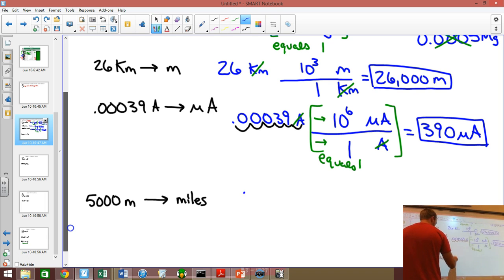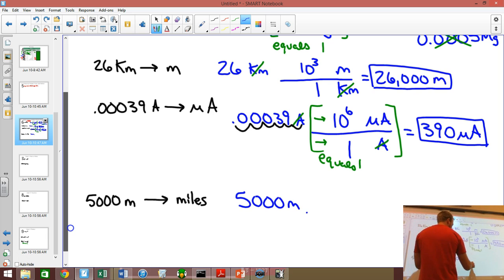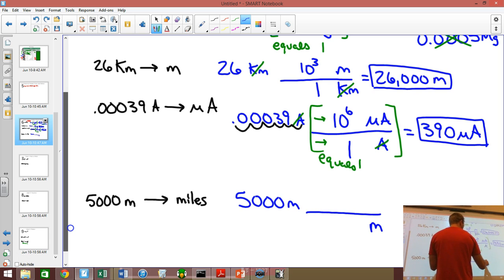My last one. Sometimes you're going between two different units, like the metric system and the English system. So we'll start out with 5,000 meters. This is a cross-country race. And I'm going to change meters into miles. Now this one's kind of clever. I like this one. This one's a secret one.